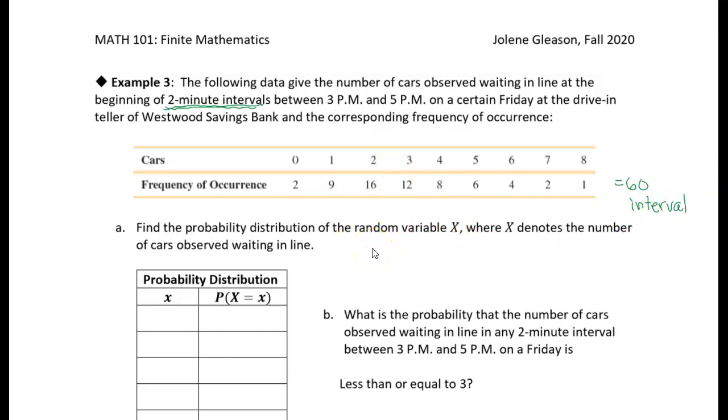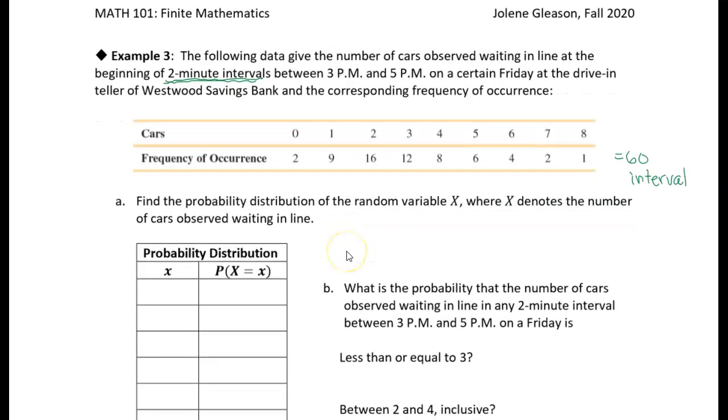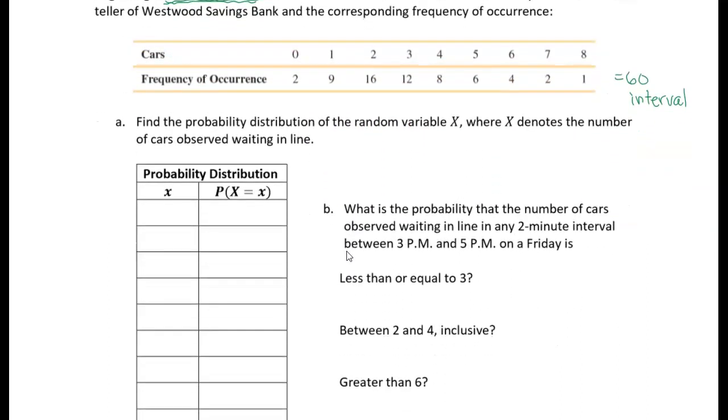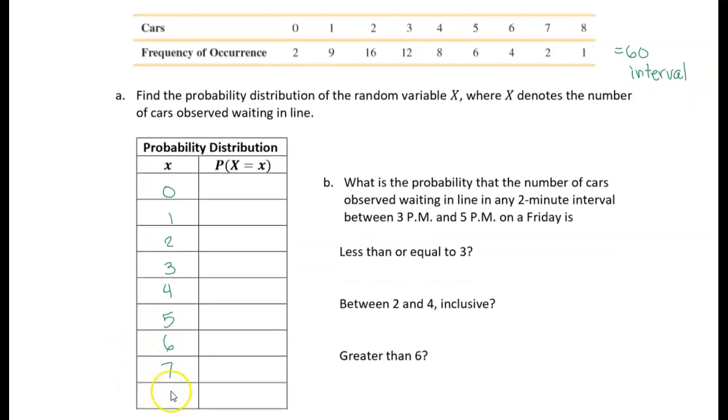Part A is asking, find the probability distribution of the random variable x, where x denotes the number of cars observed waiting in line. The numbers that they recorded were 0 or 1 or 2 or 3 or 4 or 5 or 6 or 7 or 8. They never recorded any more than 8 cars in line. And there were 60 time intervals in total where they recorded one of these numbers.